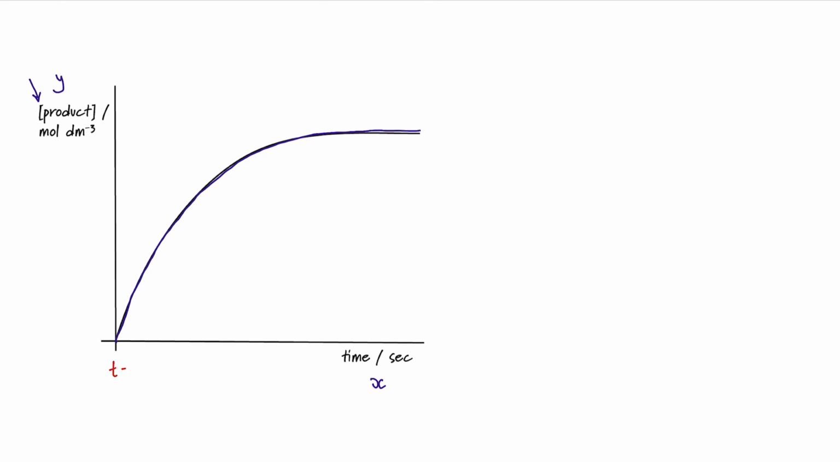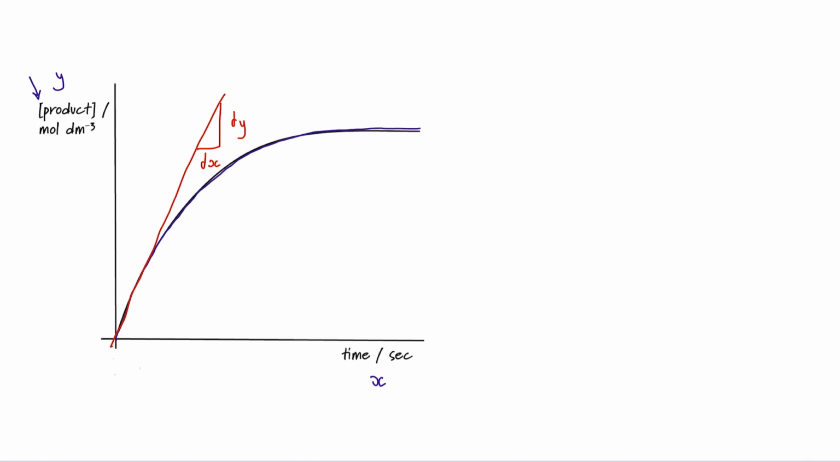And if we draw a tangent to the curve at t equals 0, we can calculate our initial rate of reaction, which is change in y divided by change in x: the change in the concentration of product being formed divided by the time taken to form that amount of product. You'll also notice that for the first, say, 15% of the reaction time, the initial rate of reaction doesn't actually change.